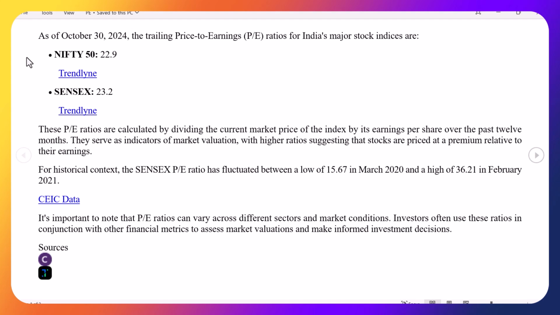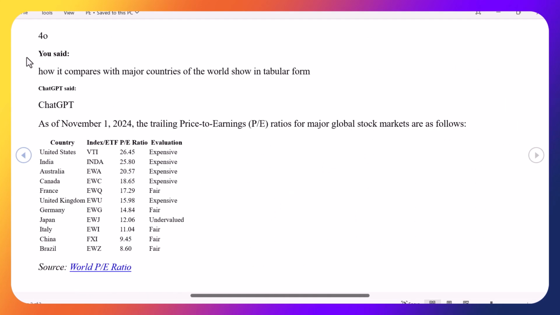Suppose it was an Indian company, which is the example I've shared. But we don't compare with the market. We just compare with the industry. Now I looked at how it compares with other countries of the world. Suppose, is India expensive compared to the world? When we look at the PE ratio based on the index, like the United States, it's trading at 26.45 PE ratio, which is expensive.